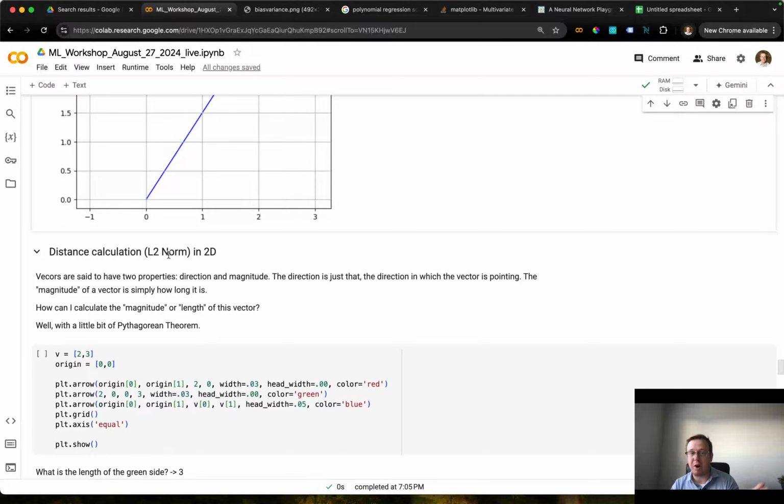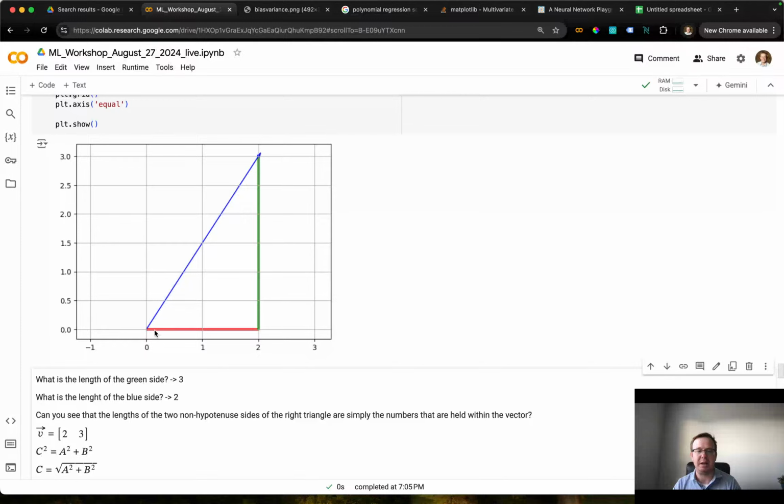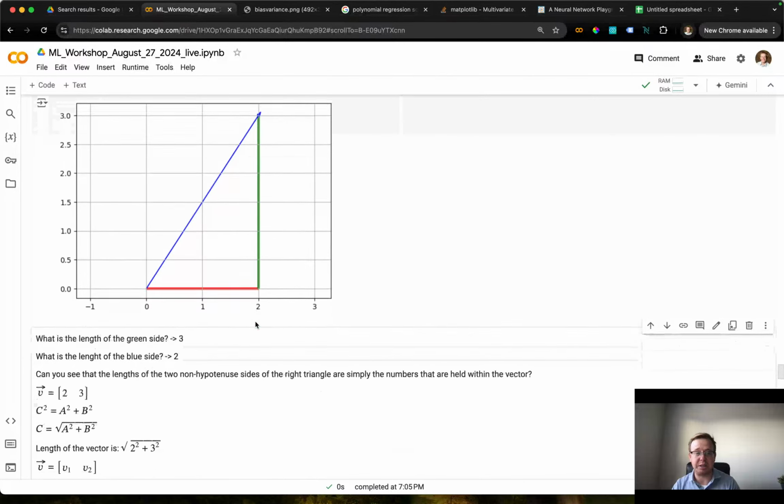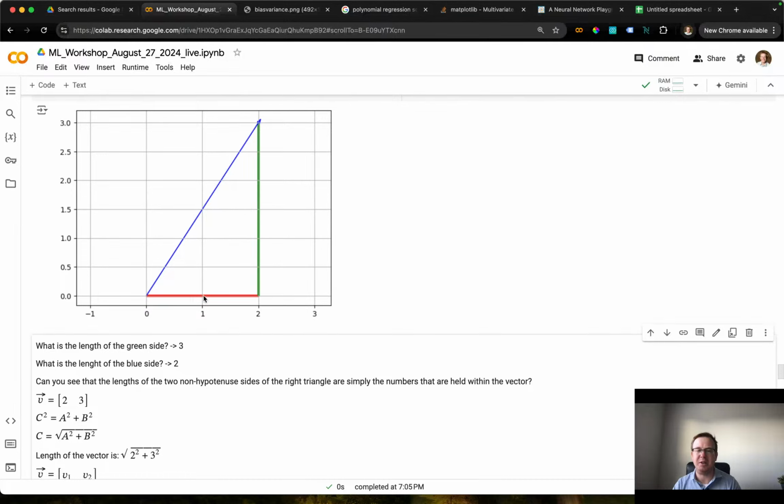The L2 norm is our traditional distance calculation, which we can think about as if we used Pythagorean theorem and took the opposite and adjacent sides, the 2 straight sides, and we do a squared plus b squared equals c squared, right? To solve for c, we just take the square root. So we have the square root of a squared plus b squared. Well, what are a and b? A and b are the lengths of the red and green side, respectively.